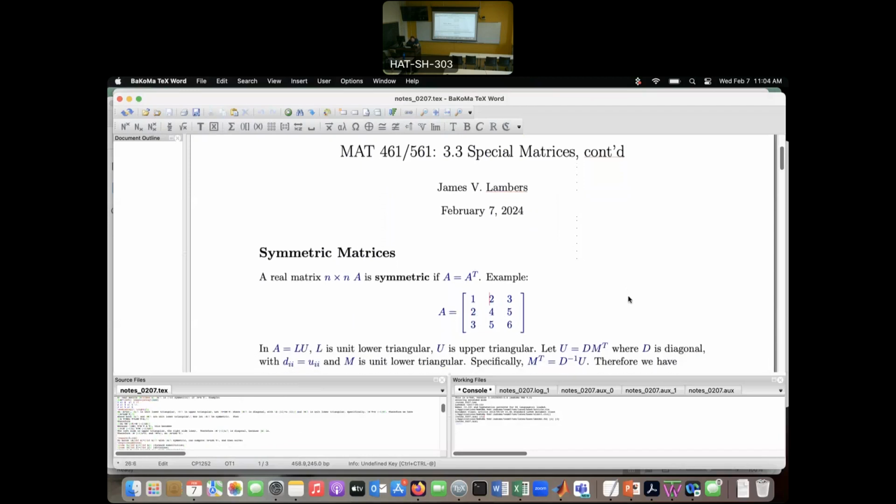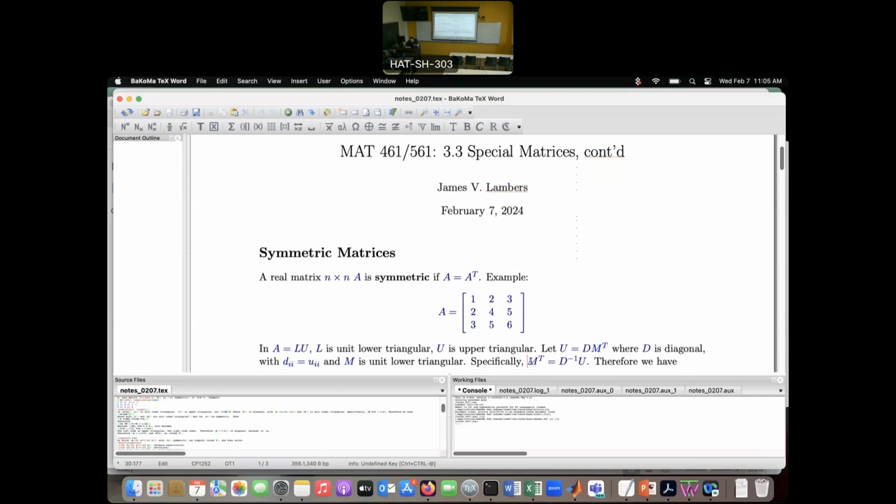Now, let's suppose we're able to compute the LU decomposition. It might not necessarily exist, but in this case, we'll assume that it does. Of course, we have L being unit lower triangular, and U is upper triangular. Then I can decompose U into a product of a diagonal matrix D that has the diagonal entries of the original U, multiplied by some matrix M transpose. Now U is upper triangular and D is diagonal, so M transpose is going to be unit upper triangular.